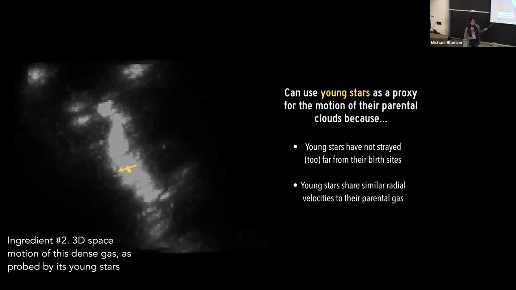And so we can actually use all of the embedded stars that are forming in all these clouds as a tracer of the motion of the clouds over time. And we can do this because they've not strayed too far from their birth sites because they're very young. You can actually measure the velocities of the star, the radial velocities of the stars, and also of the gas, and they agree, which is really good.